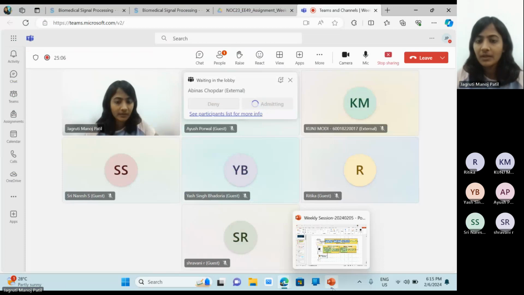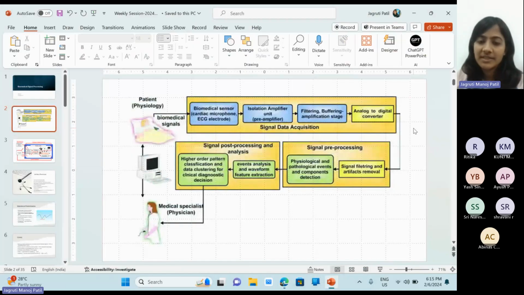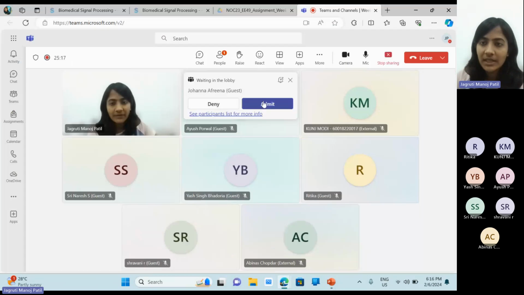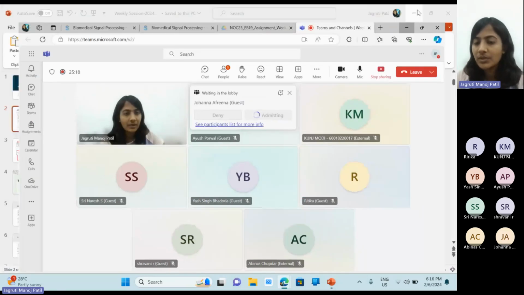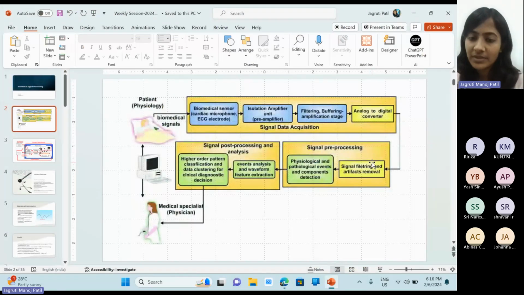So after the signal data acquisition stage, we have the pre-processing of the signal. In pre-processing, we filter the signal and remove the high frequency data from it. Next, we extract the signal that is of interest. So what actually is high frequency? High frequency normally represents some noise signal. And then we remove the artifacts from it.